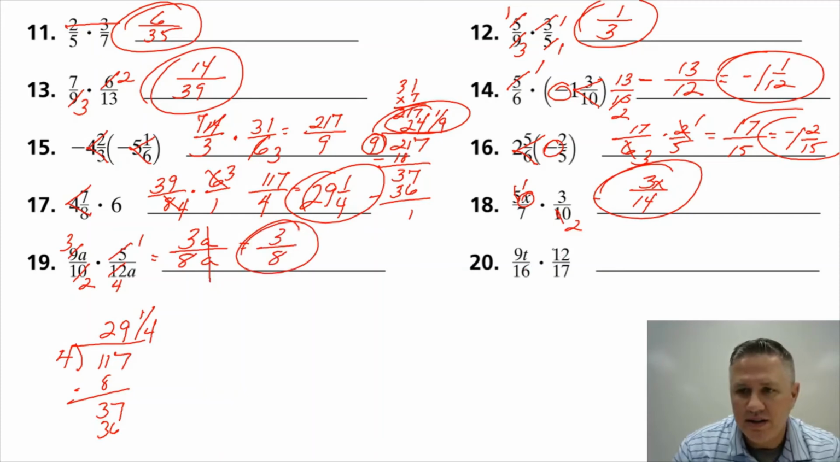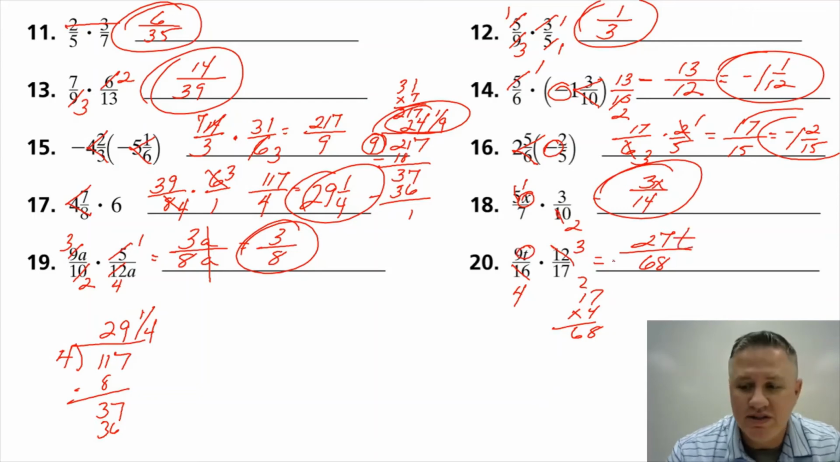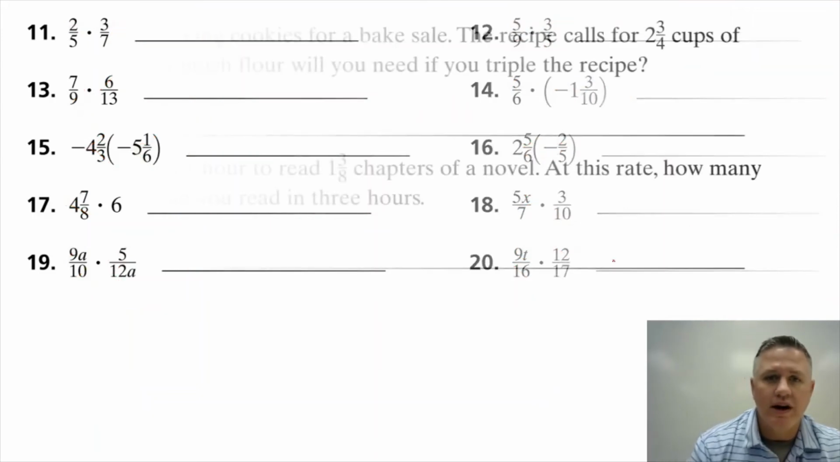All right, this guy, the 12 and the 16, 4 can go into both. 4 goes into 12 3 times, and 4 goes into 16 4 times. So 9 times 3 is 27. 4 times 17, I might have to do that on the side, right? Because I don't deal with 17s every day. And you get 68, but you put the t on top because that's where it is. So 27t over 68.